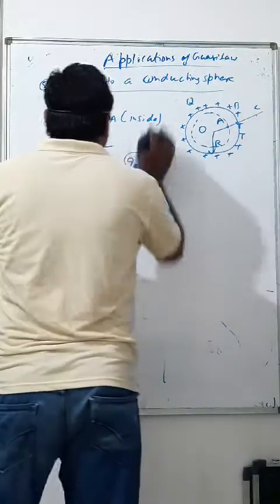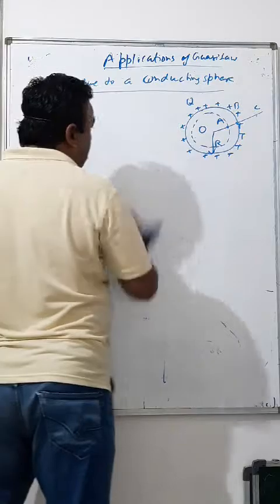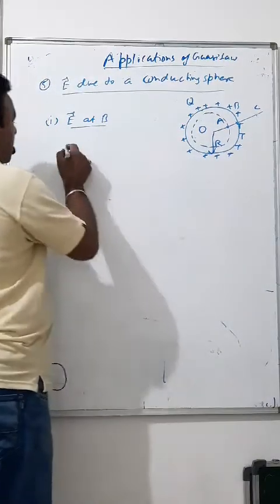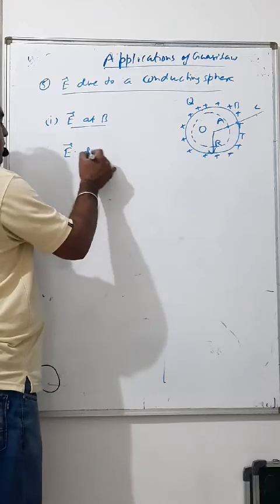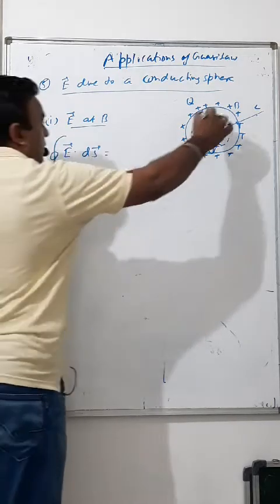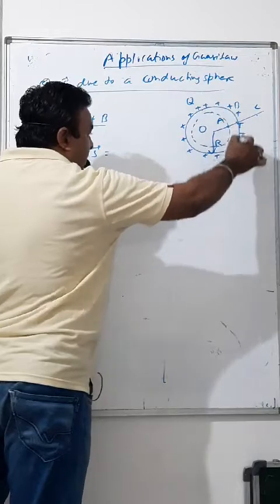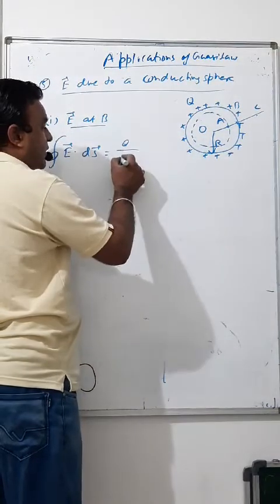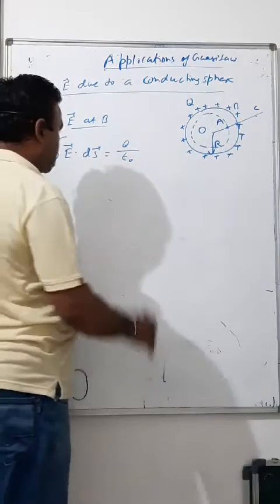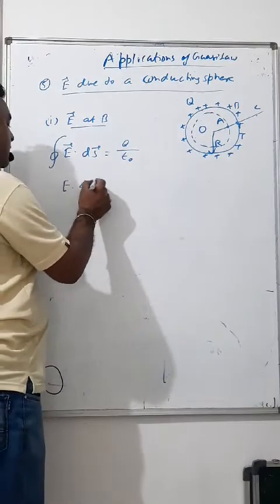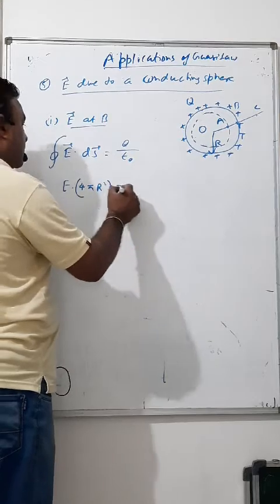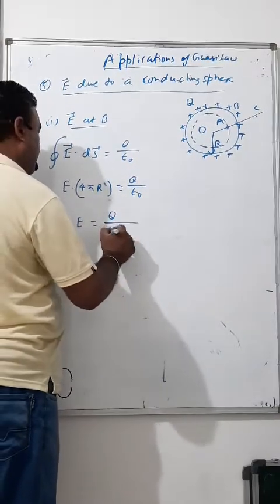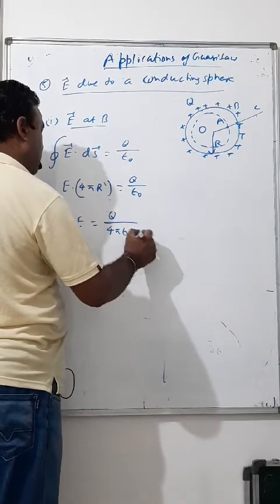Now, we come to point B. E at B. E dot ds, this sphere itself becomes the Gaussian surface. Charge enclosed is Q upon epsilon naught. At each point it becomes 4 pi r square E equals Q by epsilon naught. E is equal to Q by 4 pi epsilon naught r square.